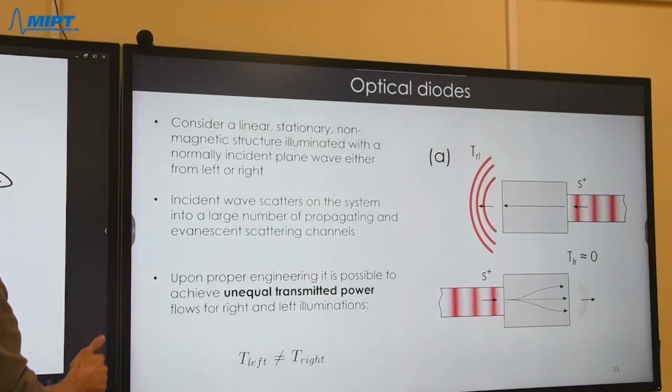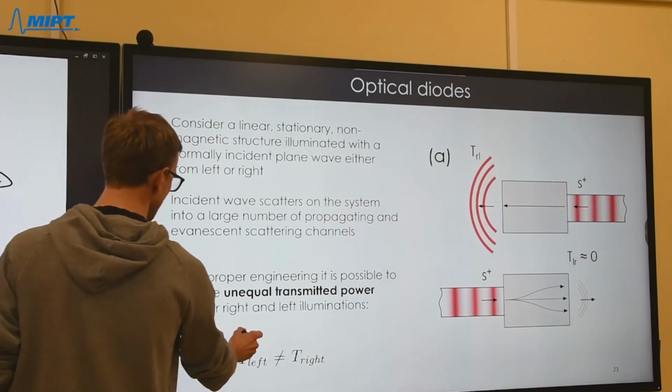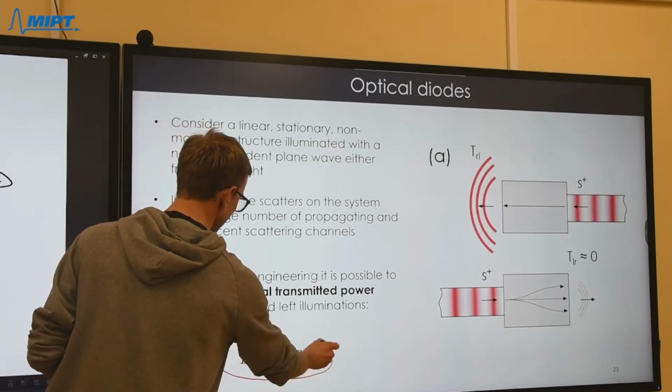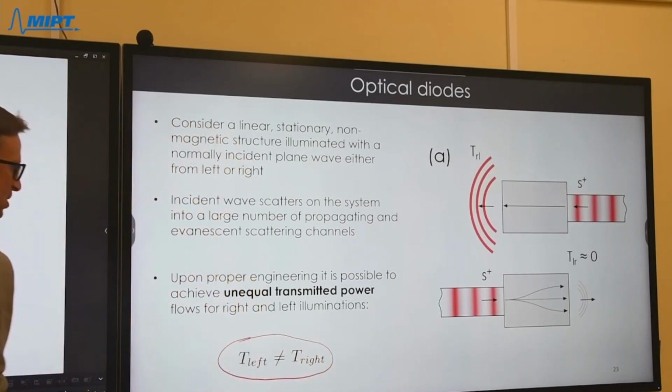So this is basically an explanation of what I just presented to you. It says, once again, that we monitor the intensity propagating from one side to another, from side A to side B, and from side B to side A. And unequal transmitted powers will say that we have an optical diode.